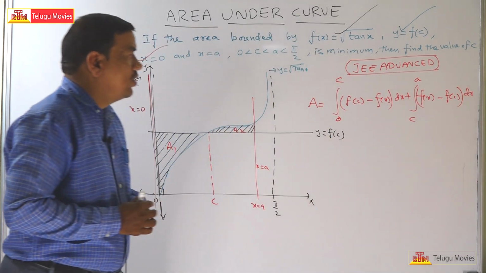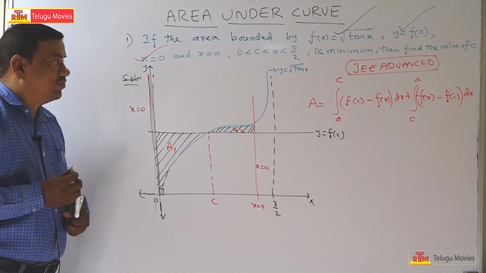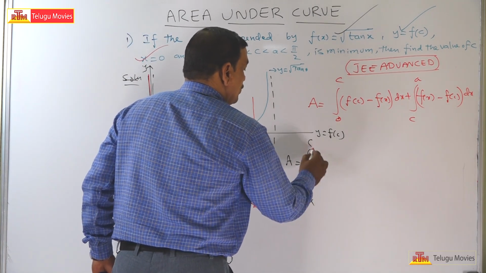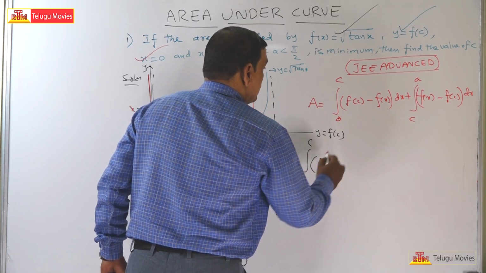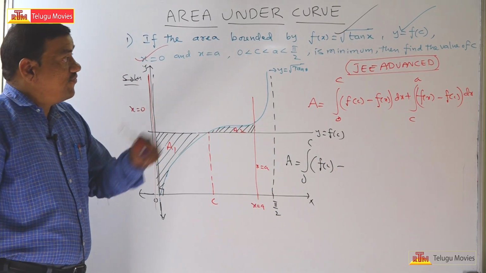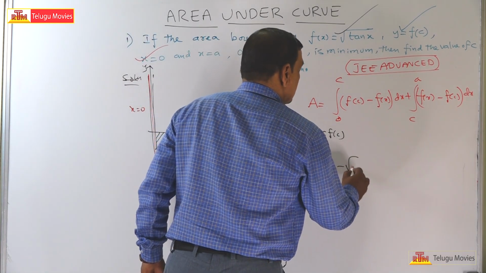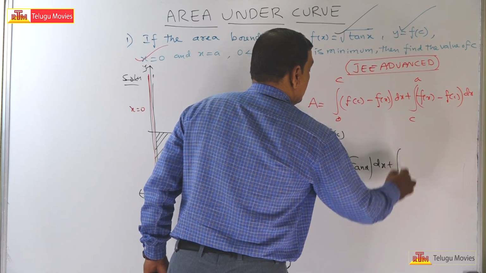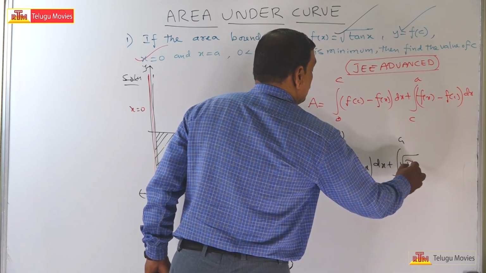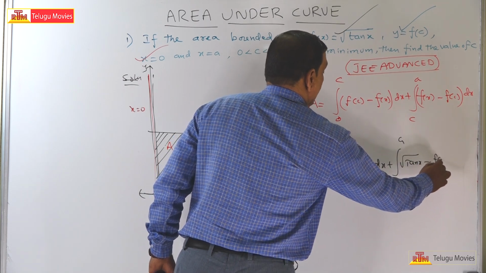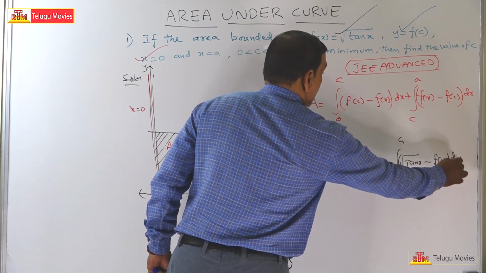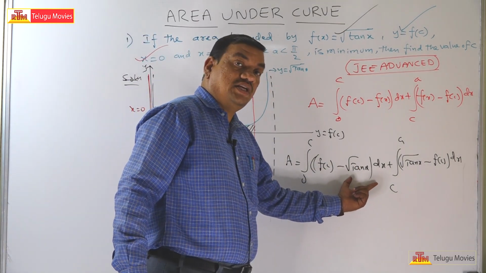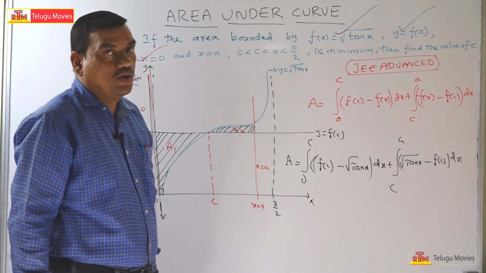f(c). Now let us substitute the values of those things. This is equal to A is equal to integral 0 to c of (f(c) minus f(x)), where f(x) is root of tan x, dx, plus integral c to a of (f(x), which is root of tan x, minus f(c)) dx. Understand? If you find out this integral value, the problem will be completed.